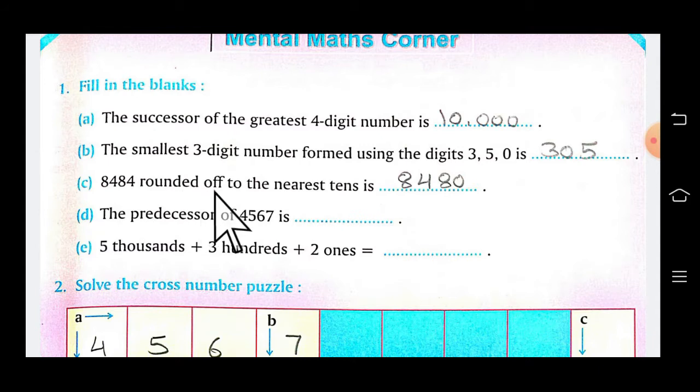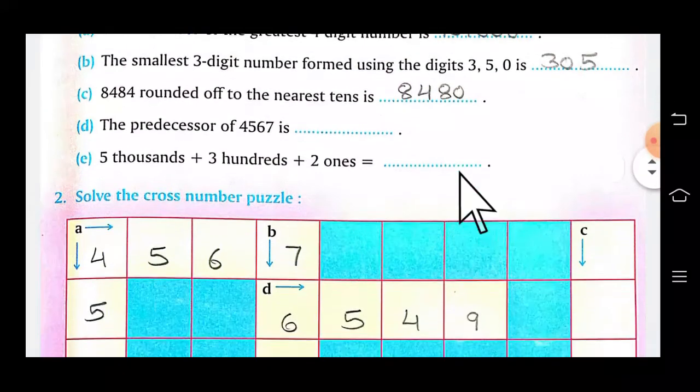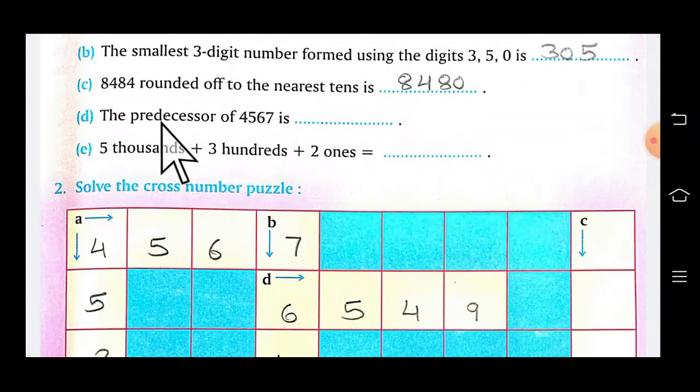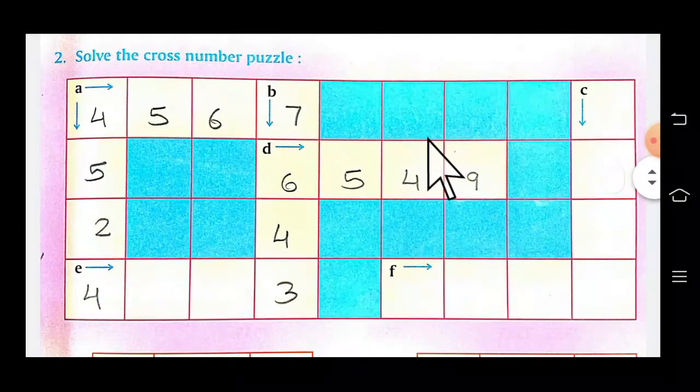8484 rounded off to the nearest tens is 8480. Why? For the nearest tens, we observe the number at the ones place. If it is less than 5, we use the lower tens, so it is 80. Now the predecessor of this, solve yourself, and write this expanded form in short form yourself. Then after we have the cross number puzzle.